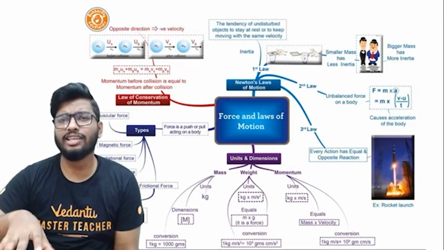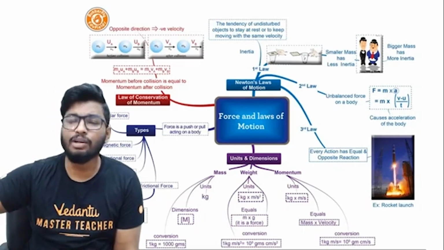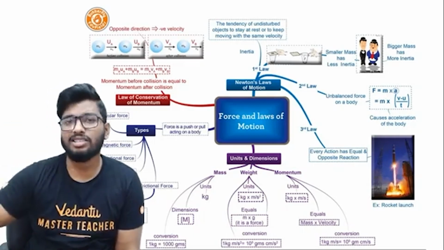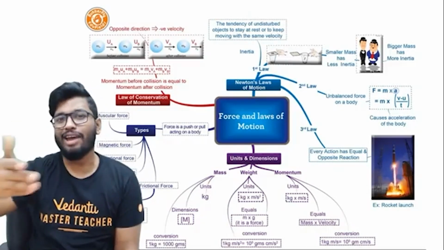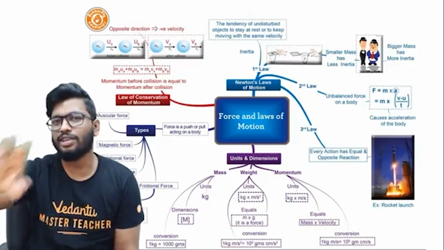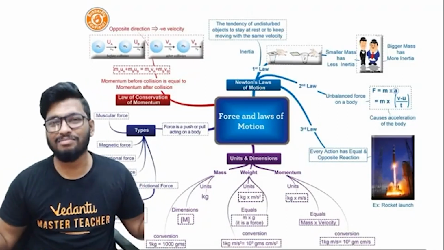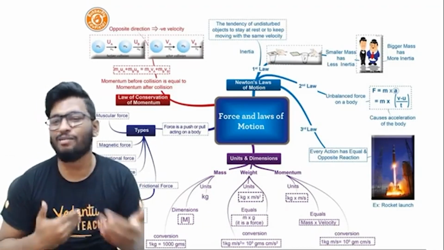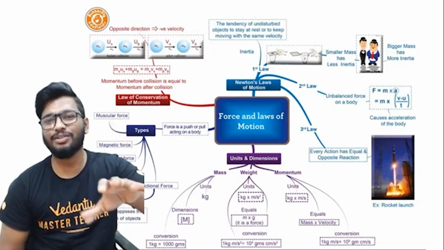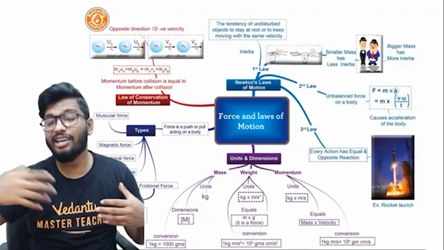The second law of motion is related to momentum again. It states that the force applied on a body is equal to the product of mass times its acceleration. So F = m × a is the formula. a is nothing but (v - u)/t, so you can substitute that in place of a as well. The third law of motion is probably the easiest one. For every action, there is an equal and opposite reaction. So if you apply a force on a body, there is an equal and opposite force.